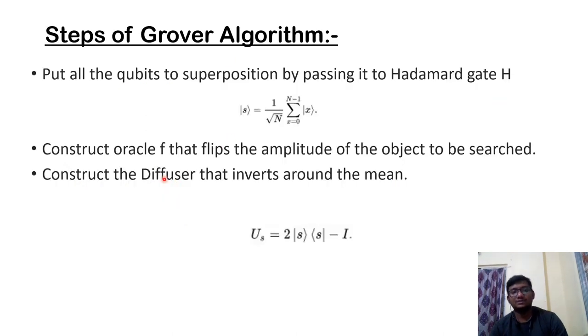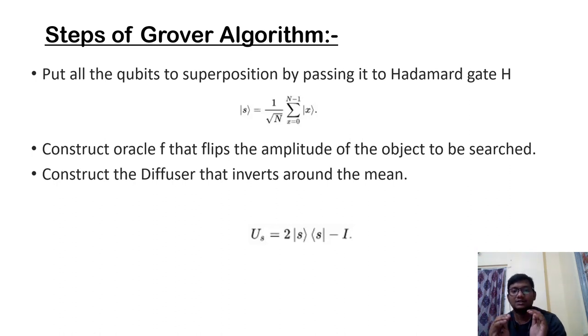Okay, so three steps, as I have mentioned. First one, put all the qubits into the superposition state. We will pass all the qubits through the Hadamard gate and put them in the superposition state. Then we will construct an oracle, a black box where all the states will go in, and the object will be searched. And coming out of the oracle, we will get the answer.